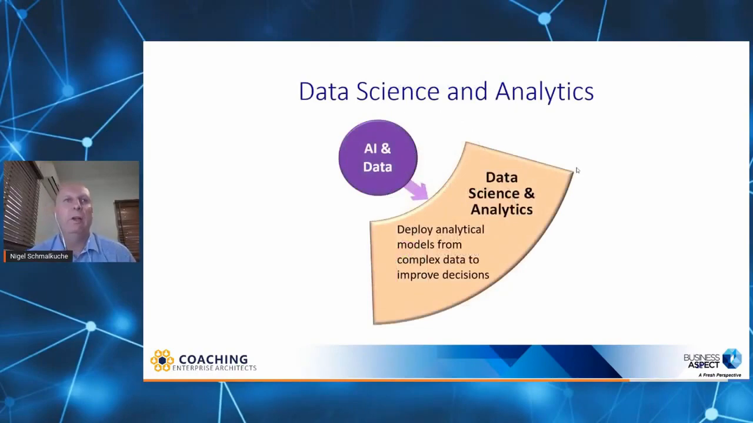So I've included data science analytics as one of the big drivers with AI and data. So dashboards, visualizations, being able to do predictive analytics, the onset of quantum computing, data mining, and the ability to deploy analytical models from complex data, have those algorithms, and have algorithms improve on themselves.